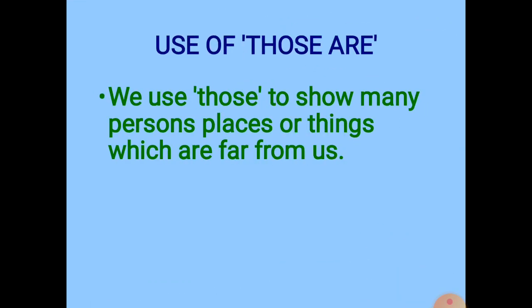Now finally we can reach the definition of this, that we use those to show many persons, places or things. And one more specific thing regarding the use of those is that we use those for the persons, places or things which are far from us. They appear far from us. They are not near to us. Whenever we talk about many things which are far from us, there we use those.